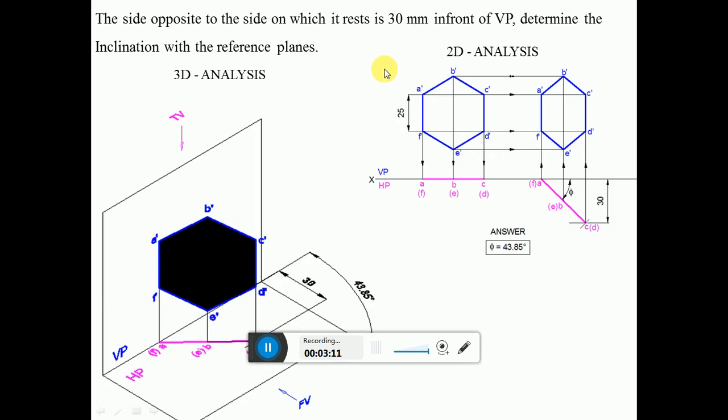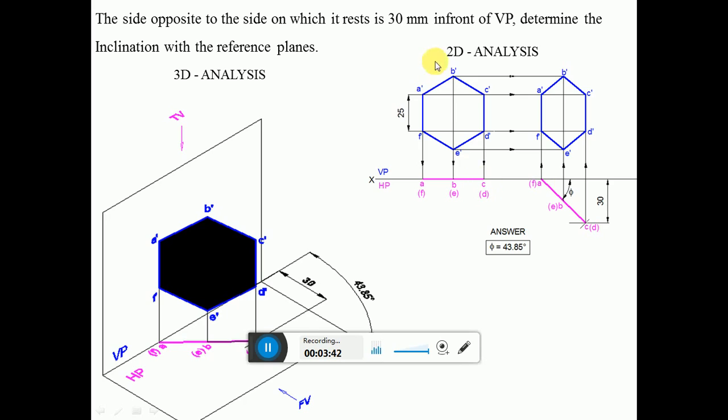So here in the first case both the sides are on VP. Now he says the side opposite to the side on which it rests is 30 mm in front of VP. The side opposite to the side on which it rests. What is it that rests? AF is the one which is resting on VP. The side opposite to that side is CD. CD is now also on VP.